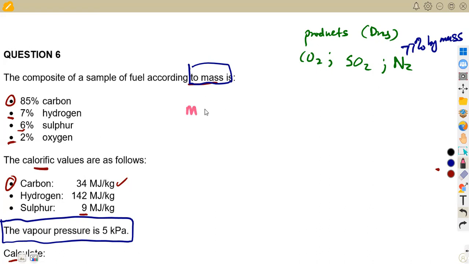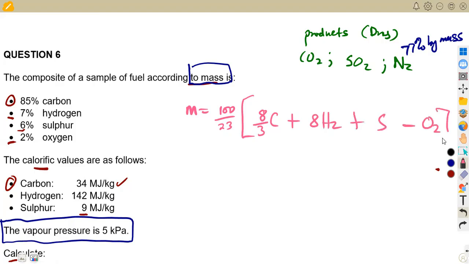So we are given that the theoretical mass of air is 100/23 times the mass of oxygen, where the mass of oxygen is given as 8/3 C plus 8 H2 plus S minus O2. I explained before, guys, what each part represents, so I'm not going to take much time to explain this. Let us substitute our values.